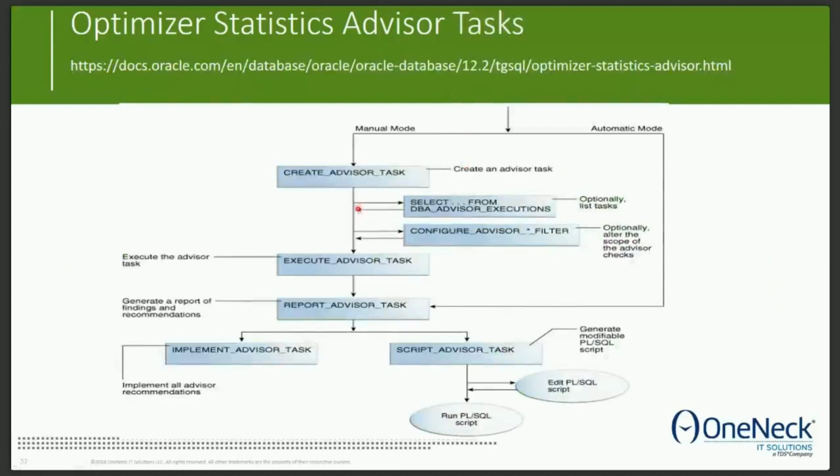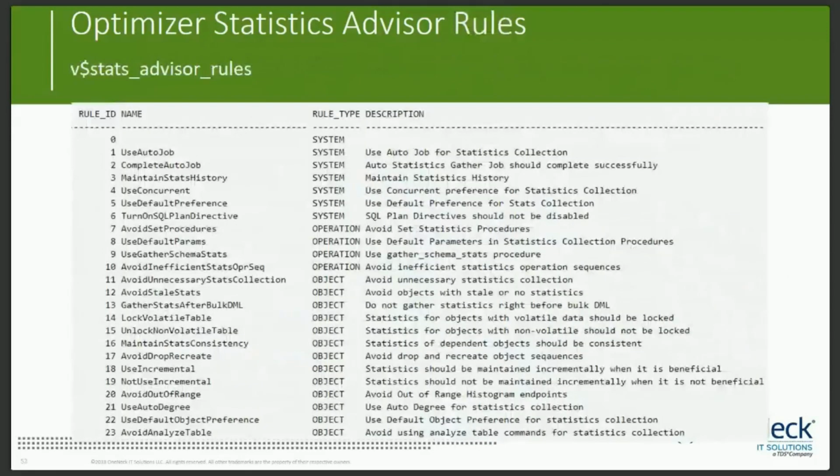So basically, you have to create it in manual mode, if you're not using the automatic mode. You can create an advisor task, then execute the advisor task, that report, then implement or script. You can generate the script and modify it. That will be the preferred method instead of implementing whatever the advisor is advising. That is like a black box. Instead of that, you generate a script, then you edit the PL/SQL script, and then you run the script to fix the gather stats problems.